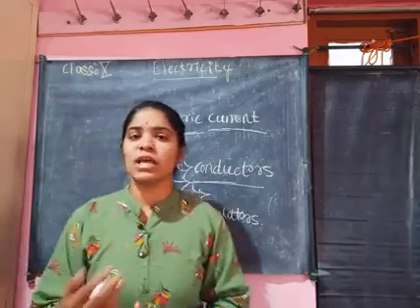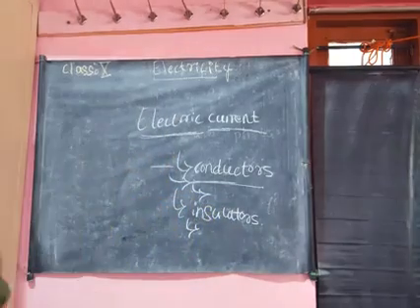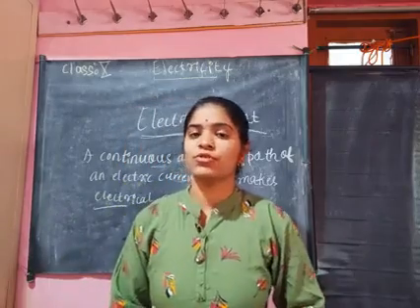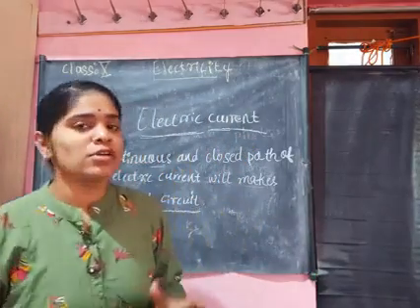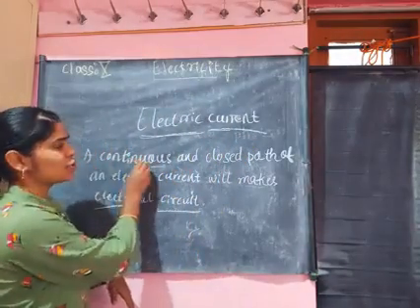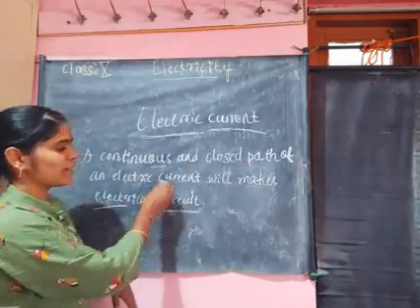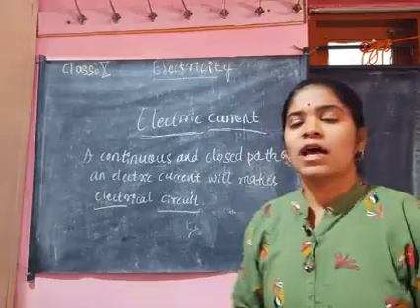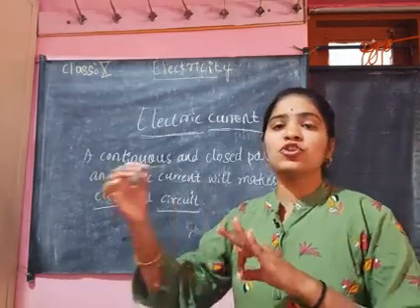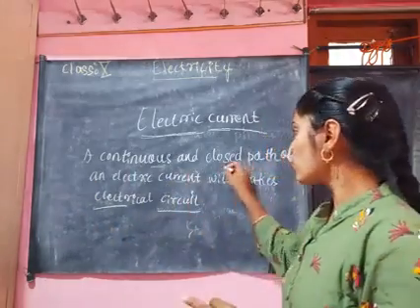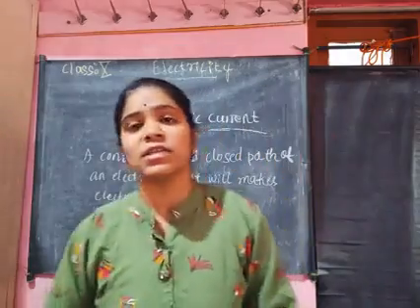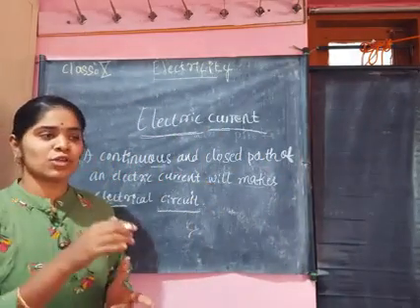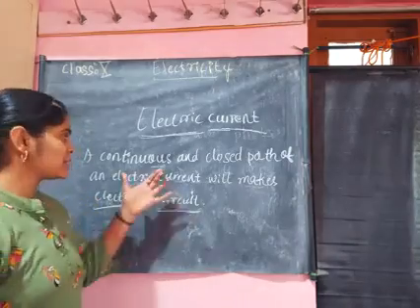Then what is the electrical circuit? The next is the electric circuit. What is that electrical circuit? An electrical circuit means a continuous and closed path of an electric current. It must consist of conductors, connected in a continuous path, and it must be a closed path. Such a path through which current flows is what we represent as an electrical circuit.